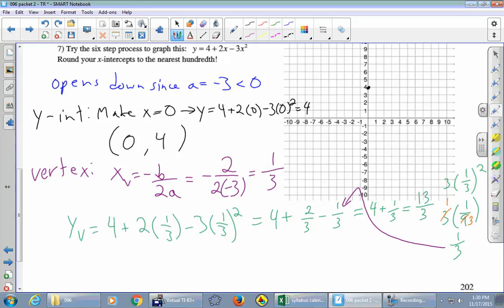Okay, so I think we have our vertex. Let's write down both coordinates here. The vertex is, what was the x coordinate? 1/3. And we just did all that work to find the y coordinate, 13/3. Okay, and we can plot that point too. 1/3 and then 4 1/3. Pretty darn close to the y-intercept. So that's the highest point right up there. Any questions so far?